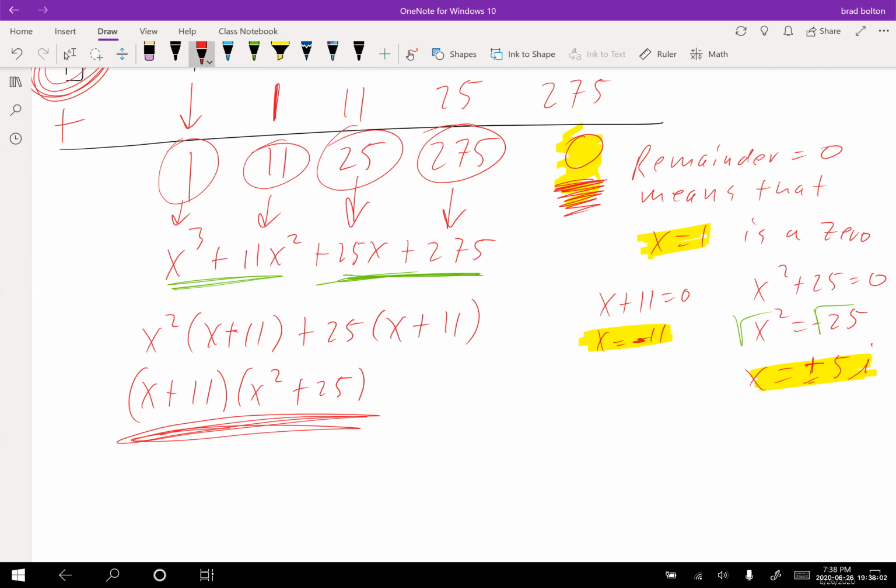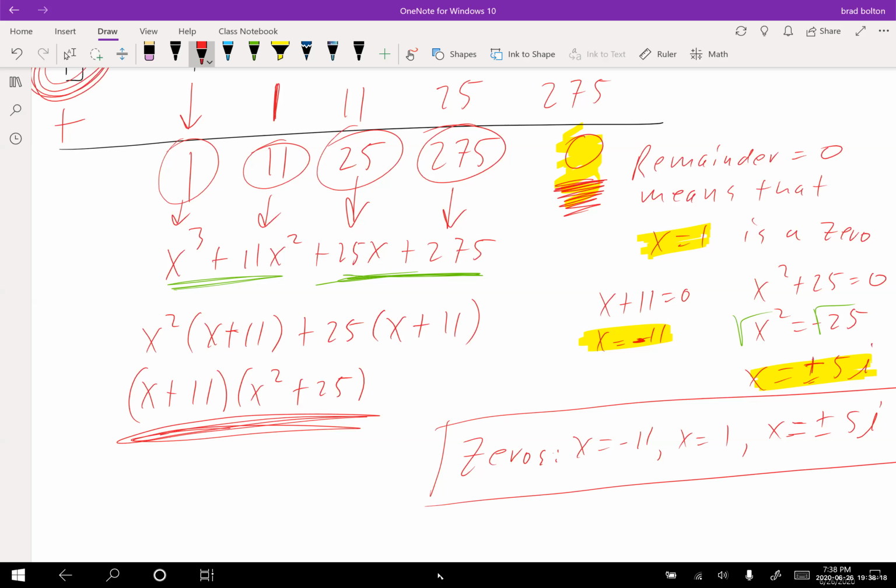So let me just write it. We have zeros x equals negative 11, x equals 1, and x equals plus or minus 5i. Okay? And that is how you do synthetic division.